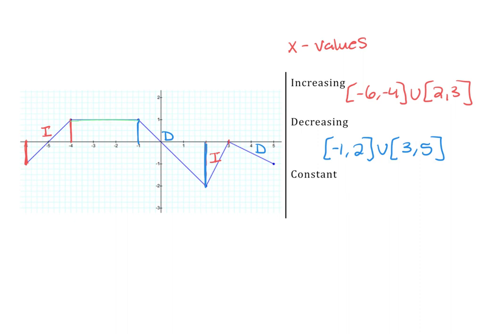Just this one interval here, from -4 to -1. So this is pretty easy, just describing graph behavior, but using the interval notation and just remembering that intervals are always referring to the x values.